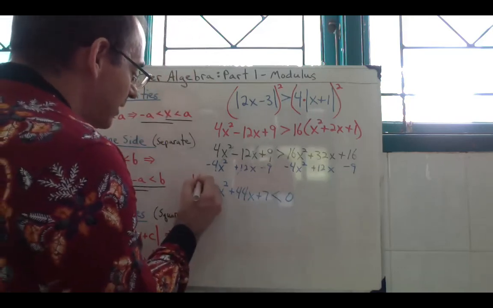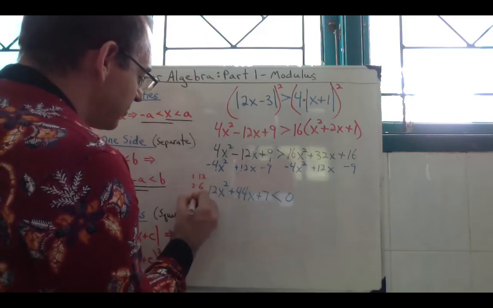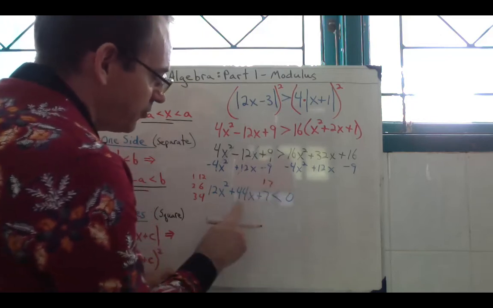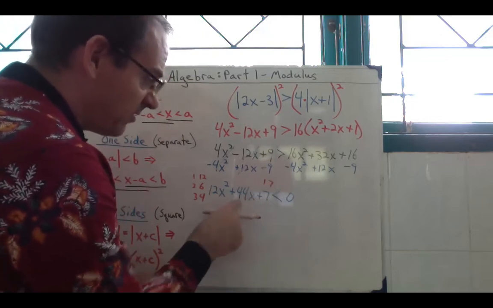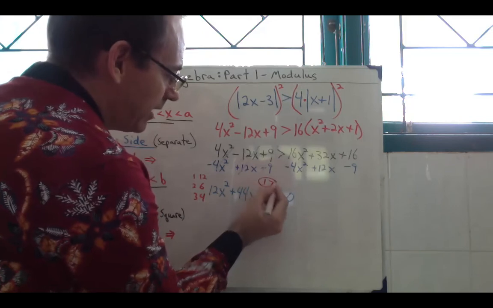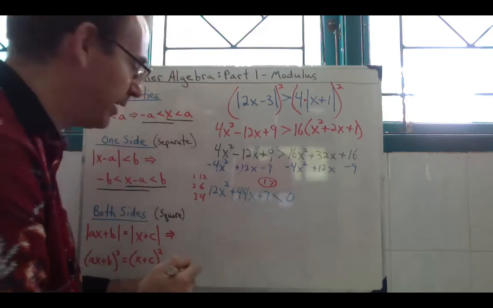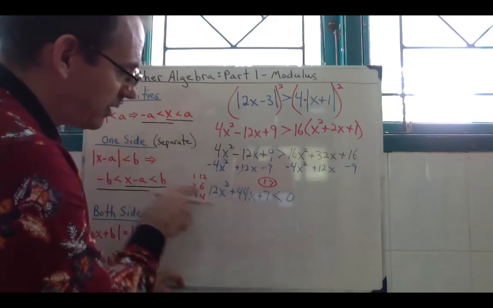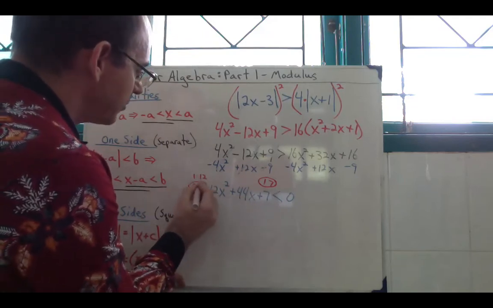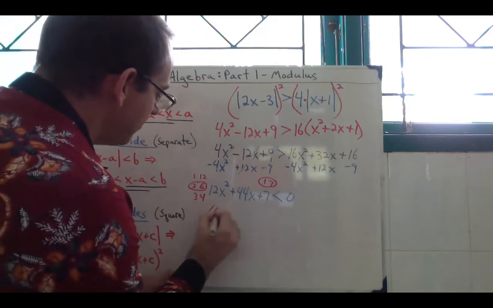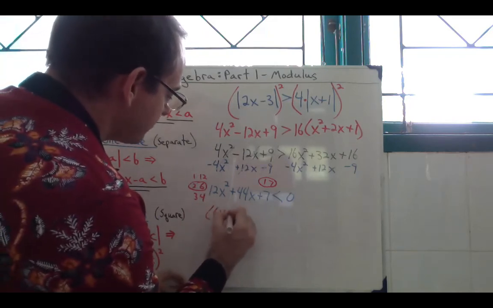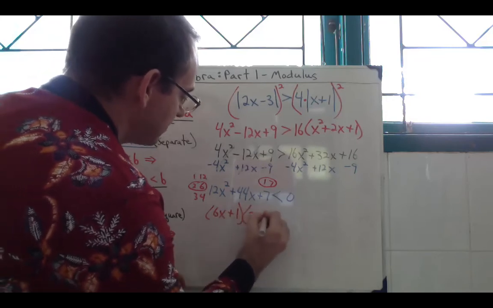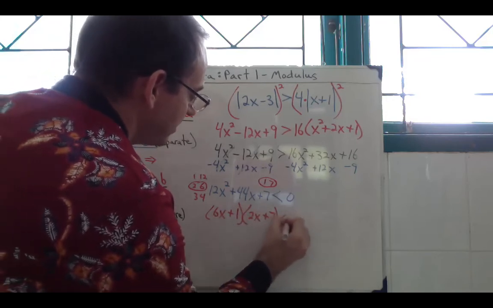Factors of 12 are 1 and 12, 2 and 6, 3 and 4. We want the factors to add up to 44. They need to add to 44. Obviously, we need 1 and 7. That's a prime number. That's the only pair. And we're going to go 6 times 7 is 42 plus 2 is 44. So we're going to use this. So this comes down to 6x plus 1 and 2x plus 7 is less than 0.